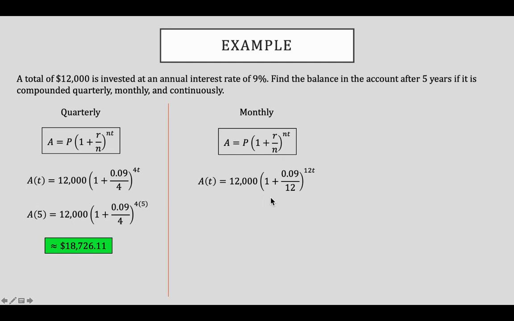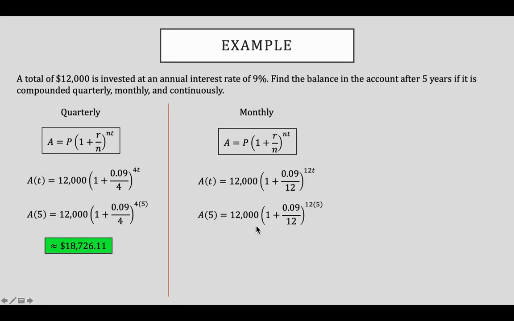Again, same formula. The only thing that's changing here is the number of times per year that we are earning interest, our number of compoundings. All right, again, we want to find the balance after 5 years. So let's plug in 5 for t. Evaluate A of 5.